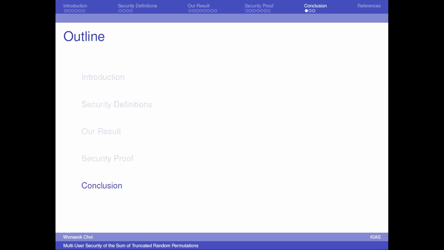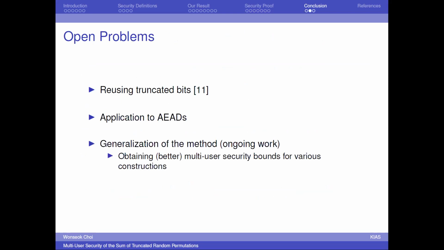So let me conclude my presentation. This is the open problem. Because there are constructions using truncated bits efficiently, I think our construction can also use this idea. Secondly, application to AEAD would surely be a good open problem. And finally, generalizing this method to obtain better multi-user security bounds for various constructions would also be interesting work, and I am actually working on that now.